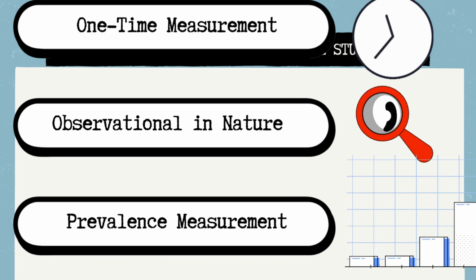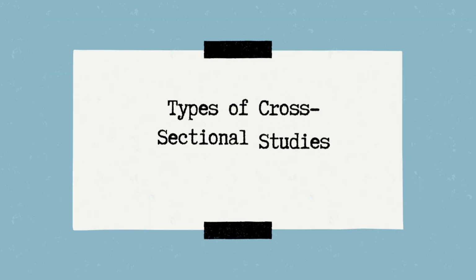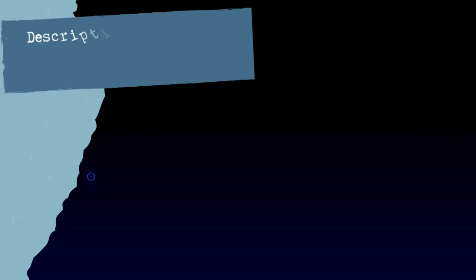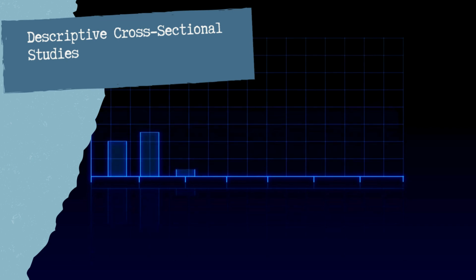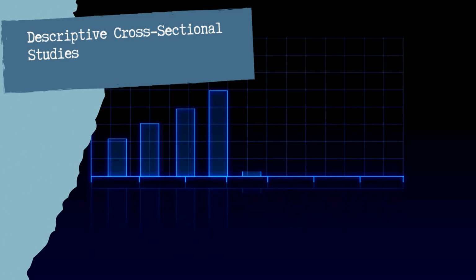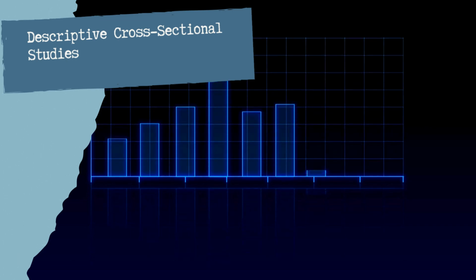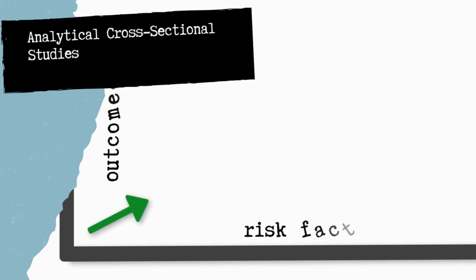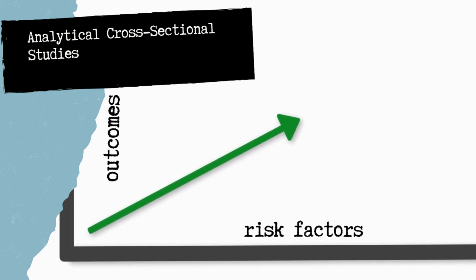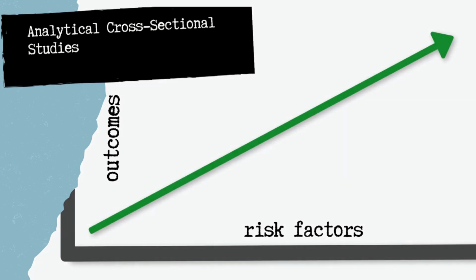specific point in time. There are mainly two types of cross-sectional studies in rehabilitation. Descriptive cross-sectional studies. These studies describe the frequency or distribution of a condition, behavior, or characteristic. Analytical cross-sectional studies. These studies assess associations between variables, such as risk factors and outcomes.